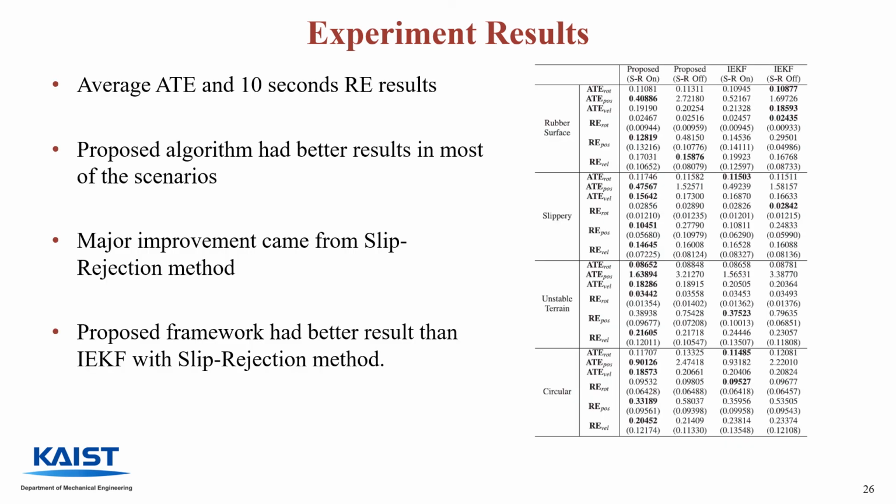The average absolute trajectory error and 10 seconds relative errors, means and covariances, are summarized in the right side table, and the proposed algorithm had better results in most of the scenarios. We could find out that the major improvement came from the slip rejection method. However, the estimation result of the proposed framework with slip rejection method still had better result than IEKF with slip rejection method.